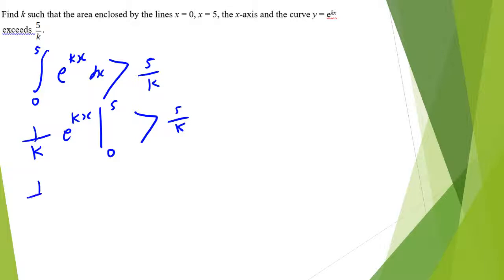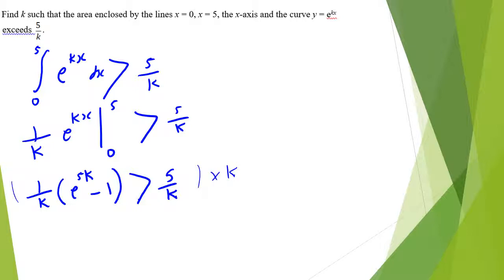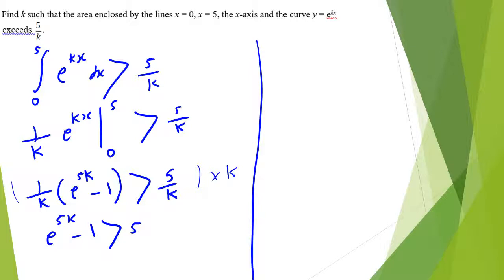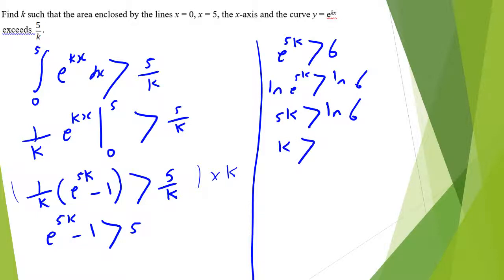Substitute, you'll end up with 1 over k, open bracket, e to the 5k minus 1, close bracket, greater than 5 over k, and then multiply everything by k. You'll end up with e to the 5k minus 1 greater than 5. Let's continue this side here. To get rid of the minus 1, take the 1 to the other side, so it becomes 6. Get rid of the e by taking ln of both sides. So that's giving me 5k greater than ln 6, so k is greater than ln 6 divided by 5. That's your final answer.